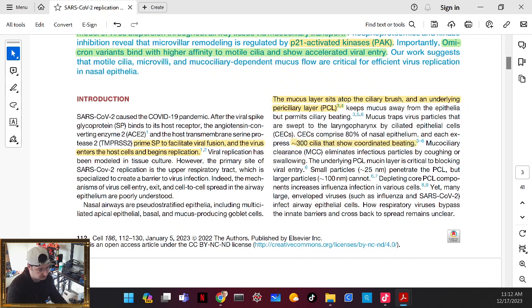So apparently they go through the beat. Imagine them dancing. So that's cool. They continue coordinated beating, like windshield wipers. And then the mucociliary clearance eliminates infectious particles by coughing or swallowing. Okay, so I guess this is just like your post-nasal drip. It just clears that way if you're swallowing or if you sneeze or something.